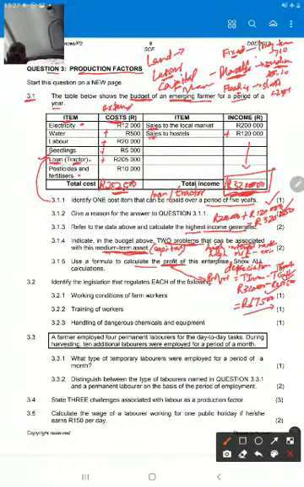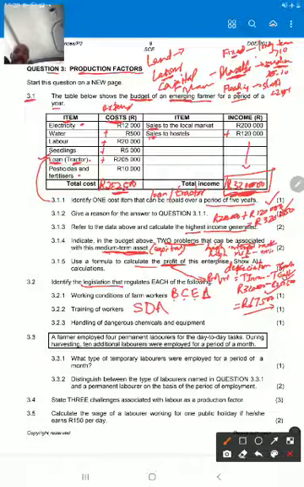All right, guys, let's move fast. Identify the legislation that regulates each. Working conditions of farm workers. This one is the Basic Conditions of Employment Act, BCEA. Training of workers. This one is the Skills Development Act, SDA. Skills Development Act. Don't write the acronyms like I'm doing. I'm just trying to save time.